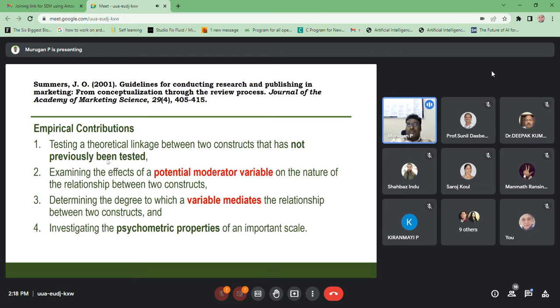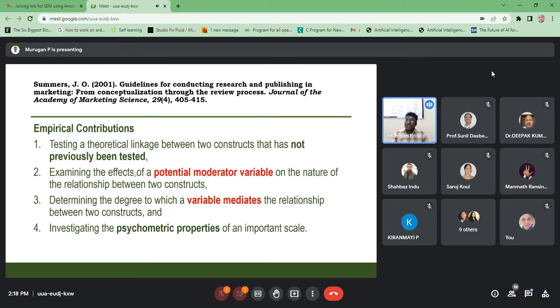And one of the major types of contribution is empirical contribution. Under that, they are giving 4 points. Now try to understand the first 3 points, because I would like to pay some attention here. If you look at the first point, testing a theoretical linkage between two constructs that has not previously been tested. So basically what they are saying here is, whenever you test some relationship among constructs, if you have some existing empirical support in your literature, it means we are not trying to find something new, or test any sort of new hypothesis.